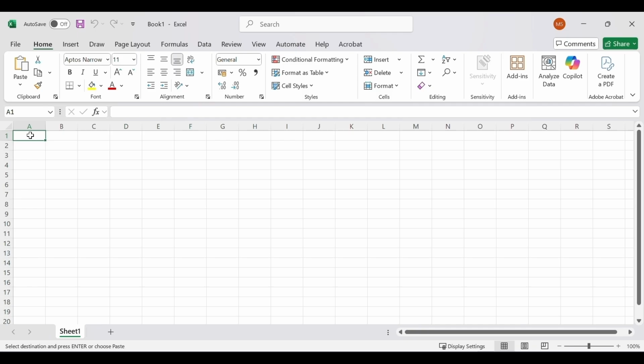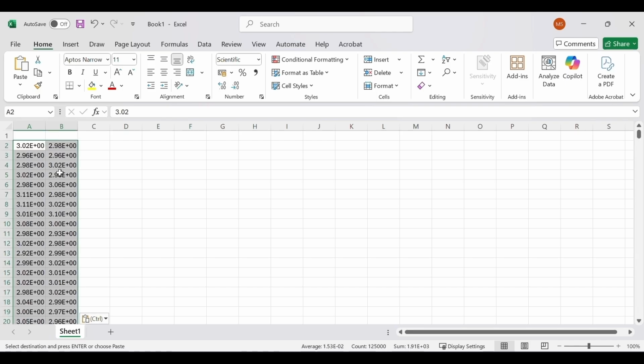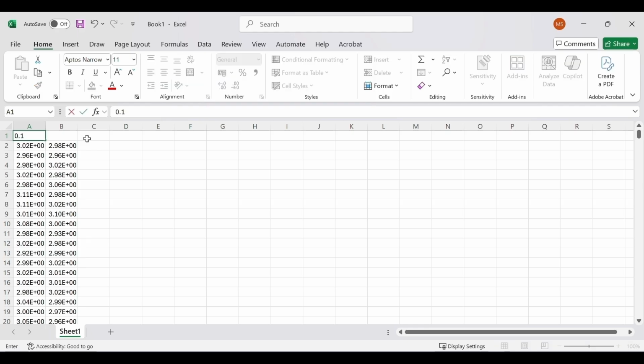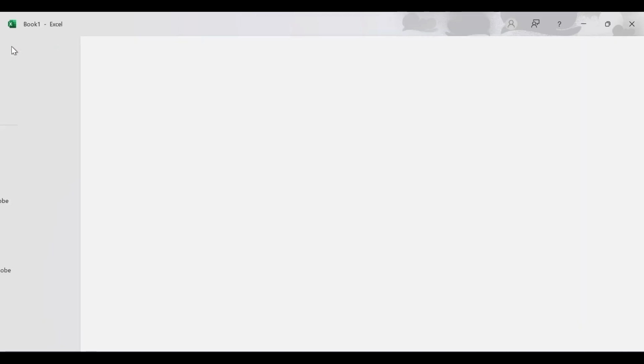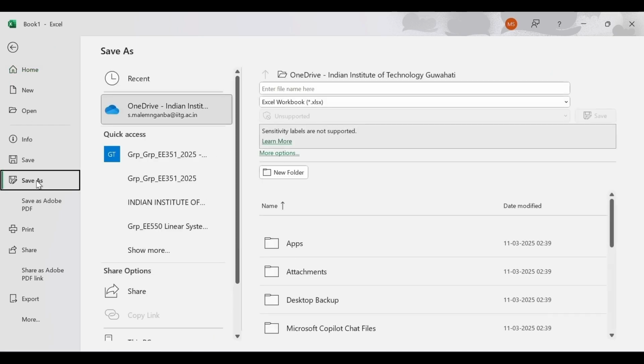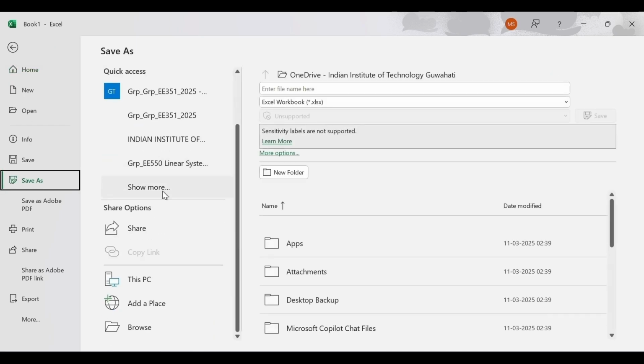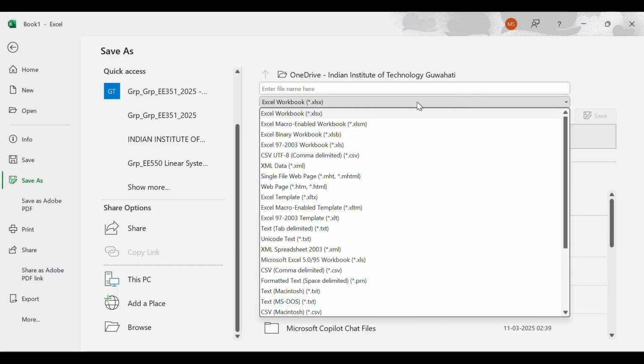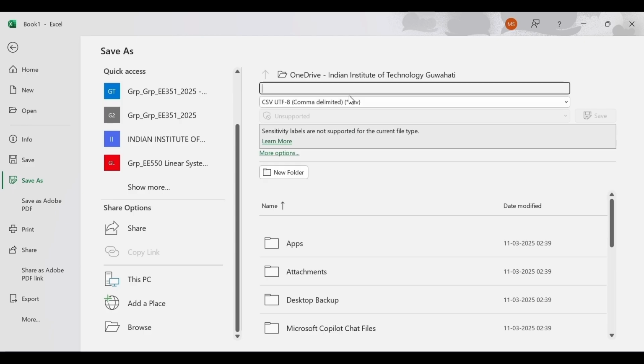We will also name the frequency for which the data belongs for future reference. For example, this one belongs to 0.1 Hz, so we shall write 0.1 over here. Now, after this, we are going to save this file, but we are going to save it in CSV format. To do this, we go over here and select the CSV UTF-8 format. We rename it as sweep data or whatever name you want, then we save it.